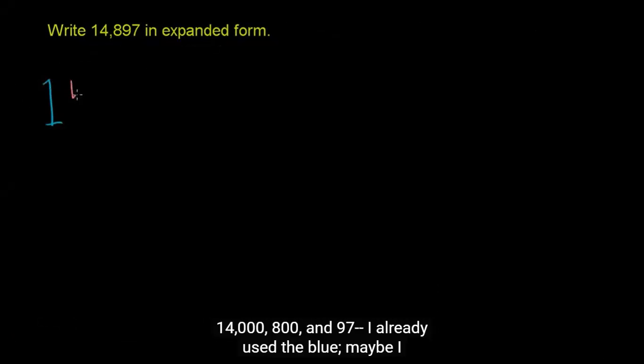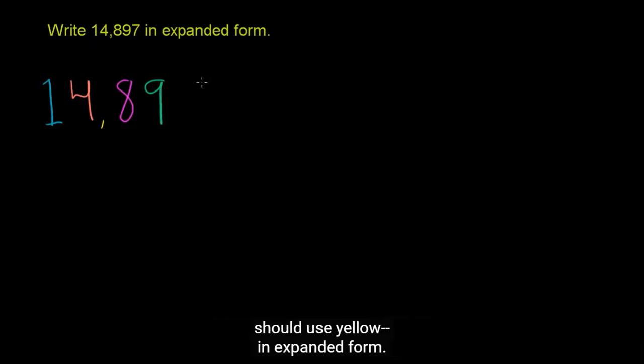14,897 in expanded form. So let me just rewrite the number and I'll color code it, and that way we can keep track of our digits. So we have 14,000, and 890, and 97. Let's see, I already used the blue. Maybe I should use yellow. And 97 in expanded form.